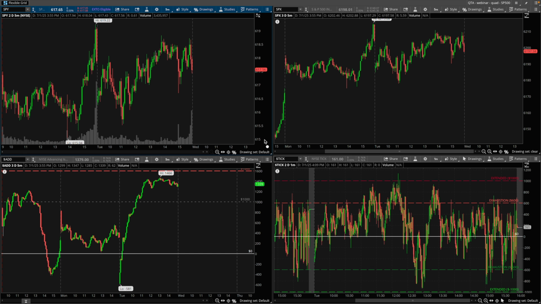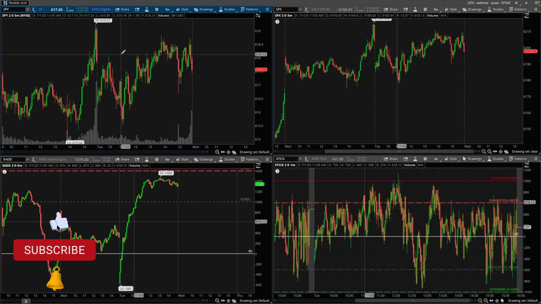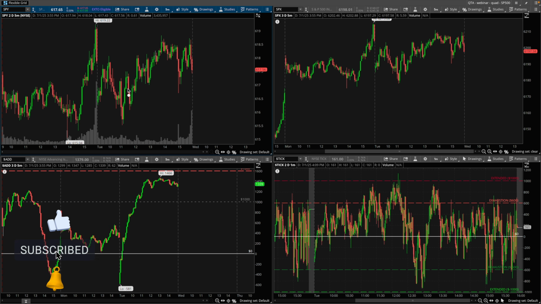Divergence to a trader is when the price of a stock is moving in the opposite direction of an indicator. In this case, I'm referring to the TICK and the ADD in relation to the S&P 500. This is a good example on the chart here, as it's relatively very easy to see.